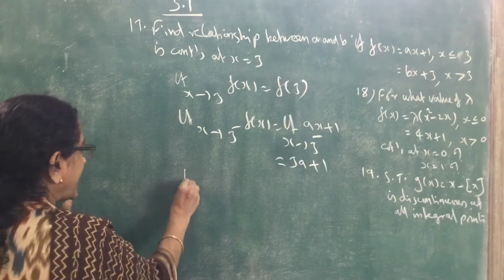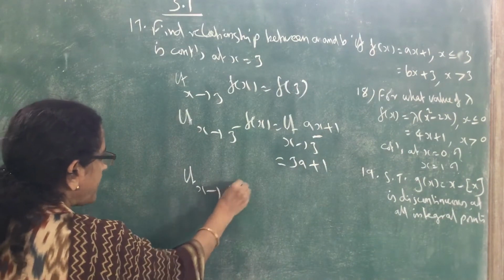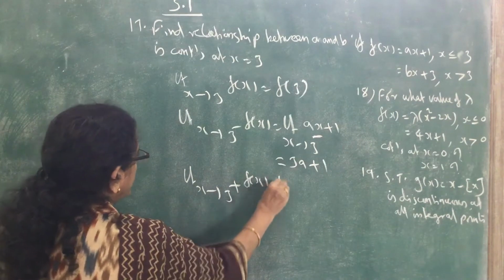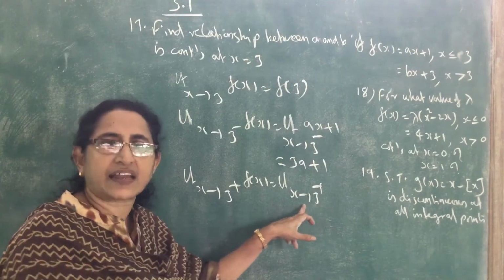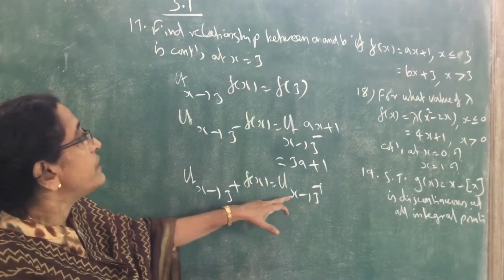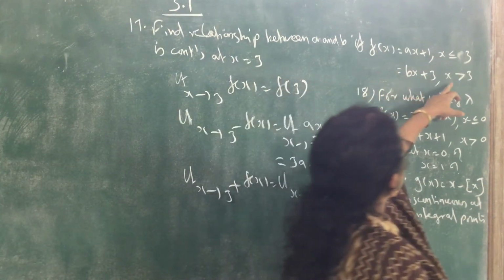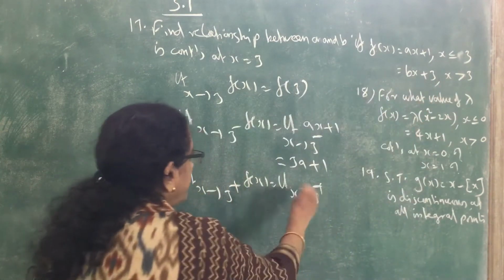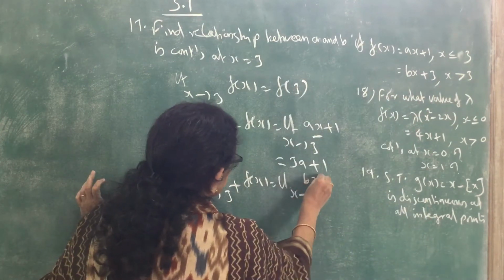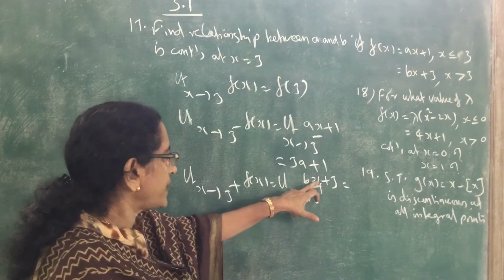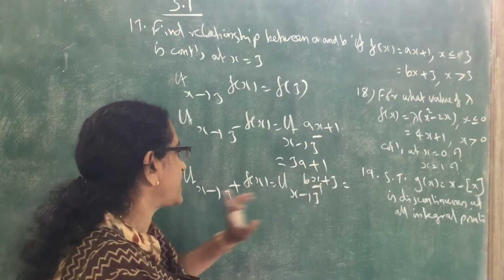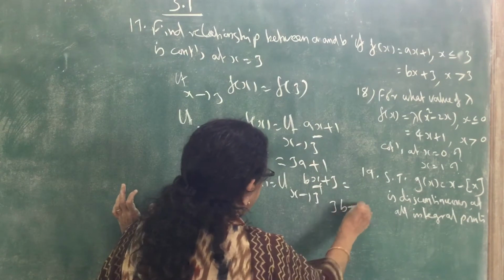Then we can find the right limit. Limit x tends to 3 plus f of x equal to limit x tends to 3 plus. 3 plus means x is greater than 3. When x is greater than 3, what is the function? Bx plus 3. Now we apply the limit, put x equal to 3. So 3b plus 3.